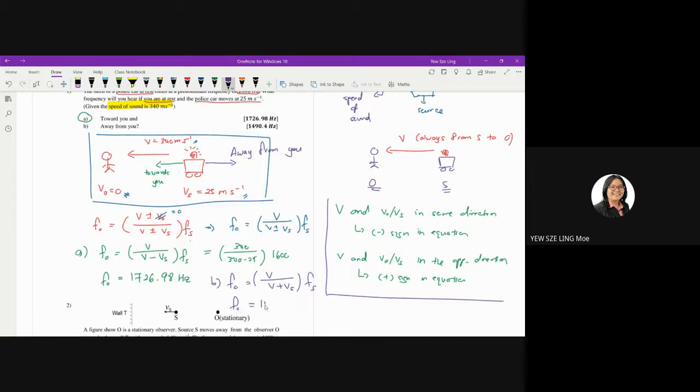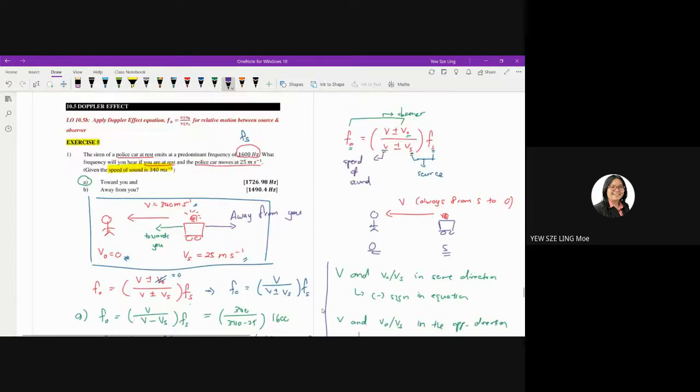It is equal to 1490.4 hertz. Does it make sense? Yes, it does, because now the sound source is moving away from you. Of course, the frequency that you observe should be lower than the original frequency. So yes, this value does make sense. You have chosen the right sign convention in your solution. So that is how we solve it.